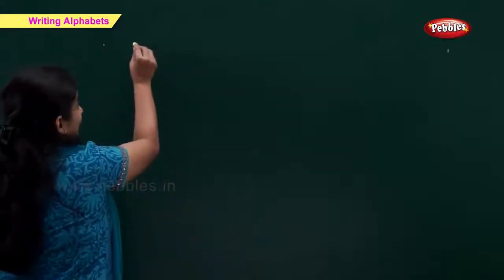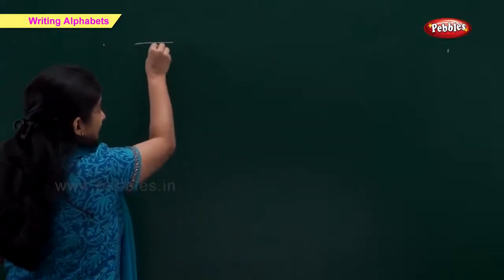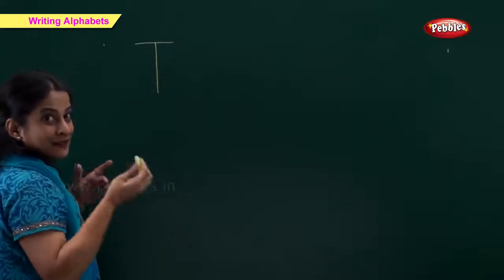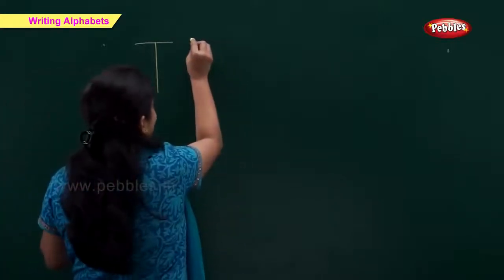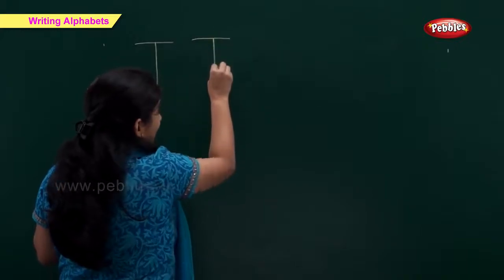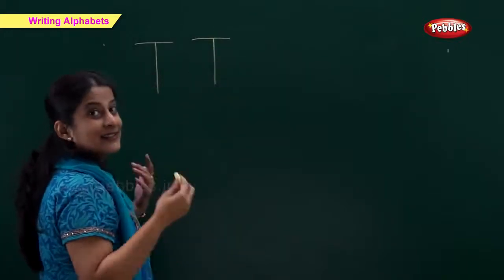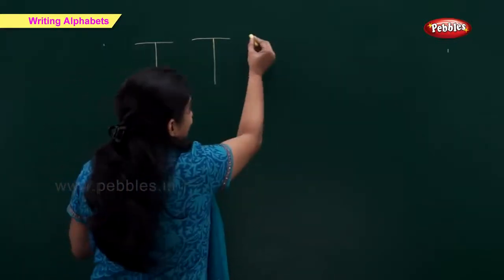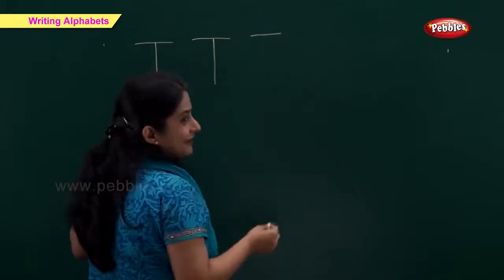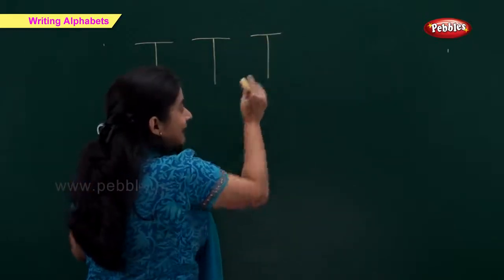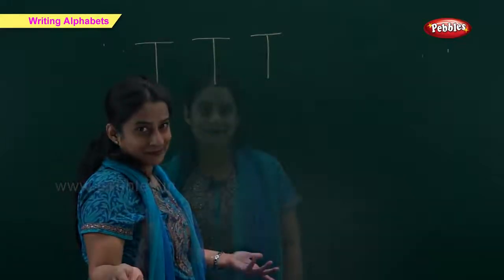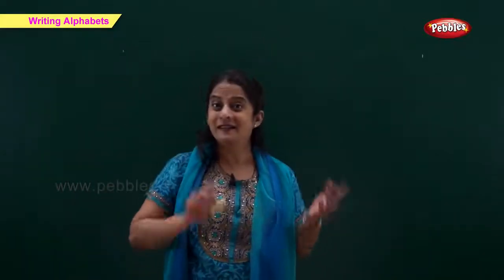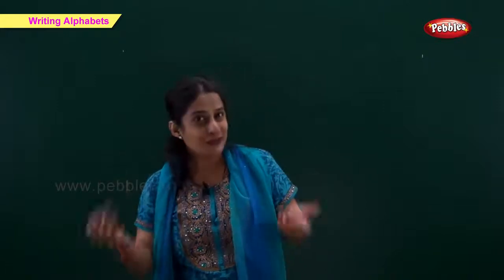Now it's time to write T. A sleeping line, a standing line is T. Now you tell me the lines. Yes, sleeping line, standing line is T. Okay, now we will draw a simple curve which is known as U.